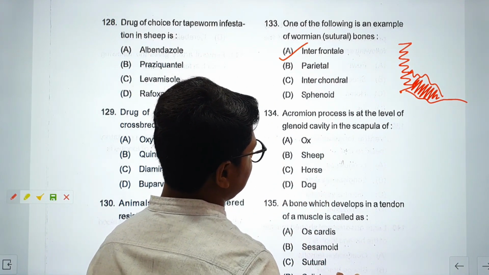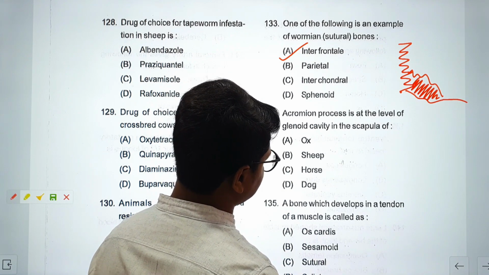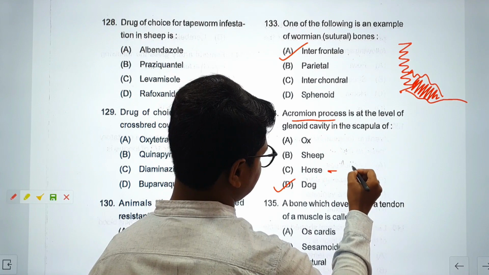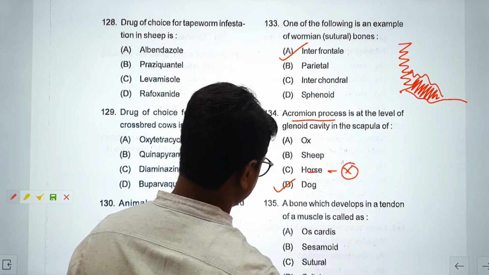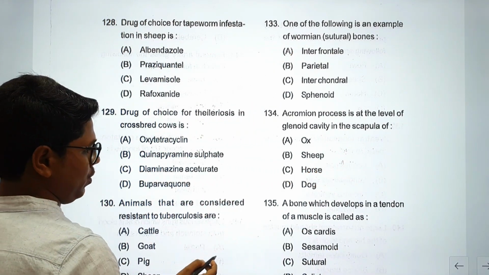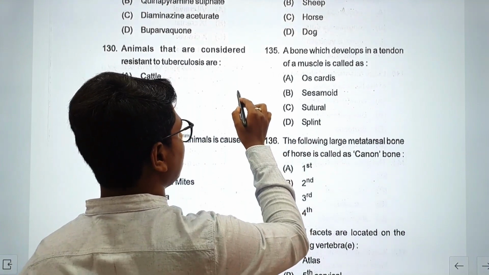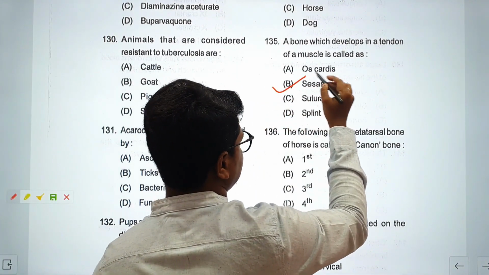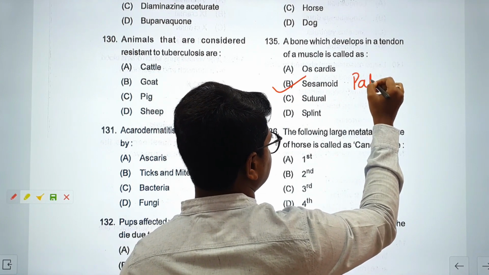Acromion process is at the level of glenoid cavity in the scapula of dog. And remember, the acromion process is absent in horses. A bone which develops in a tendon of a muscle is known as sesamoid bone. Best example is patella. Patella is a sesamoid bone.